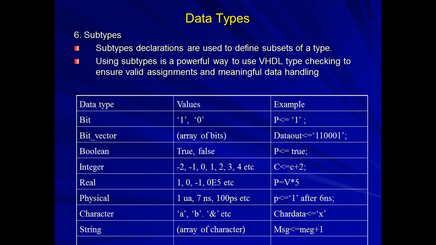Real values: all the real values we can declare or use in a VHDL program. P is equal to V into R. Physical values: all the physical measurements like time, pressure, length. P is assigned 1 after 6 nanoseconds. Character indicates all the characters which are written in single apostrophes, A, B, and character data is assigned X. String is an array of characters. Let's see the example. Message is equal to message plus make plus 1.